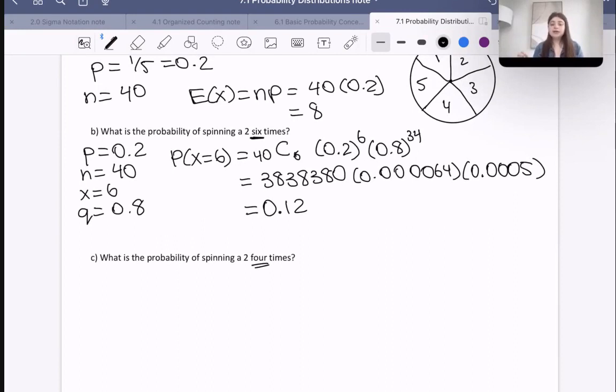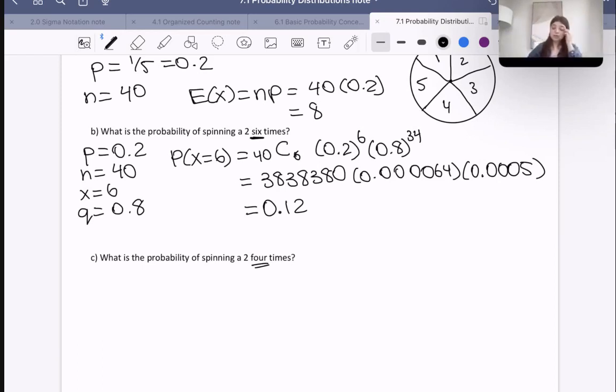Now, let's get something straight first of all. Even though this is possible, this is further away from the expected value than the last one we did, where we were spinning for a 2 6 times. And so this one is going to be a smaller probability. If we get a larger probability here, then we're in trouble because we are expecting a smaller probability here since this is further away from our expected value.